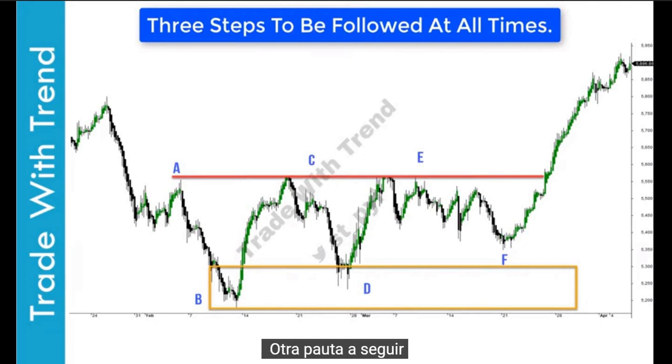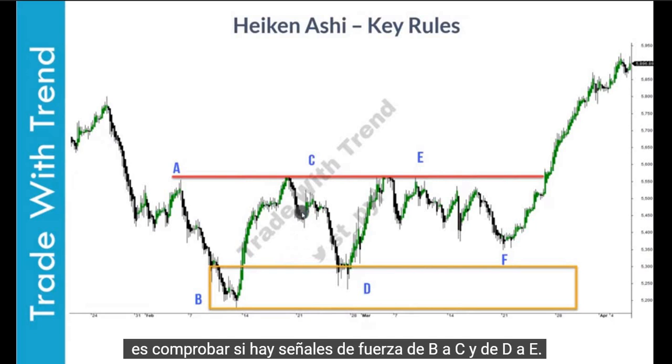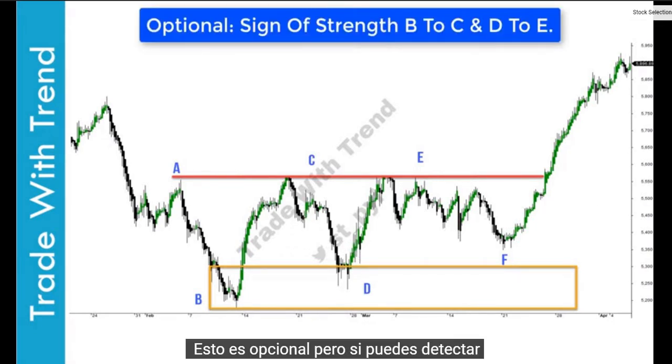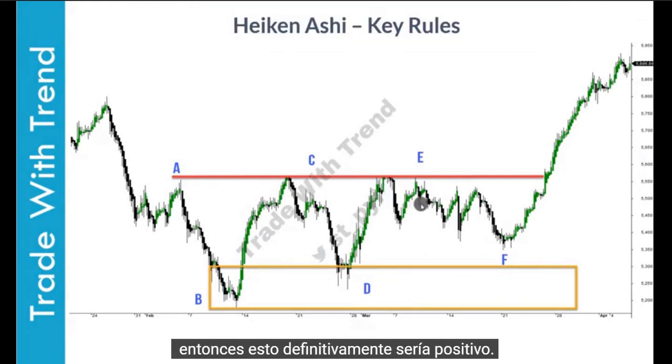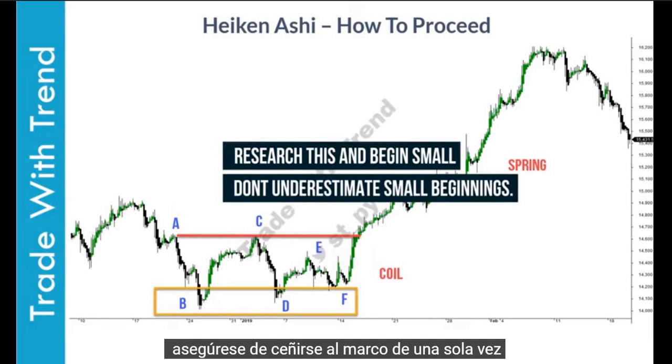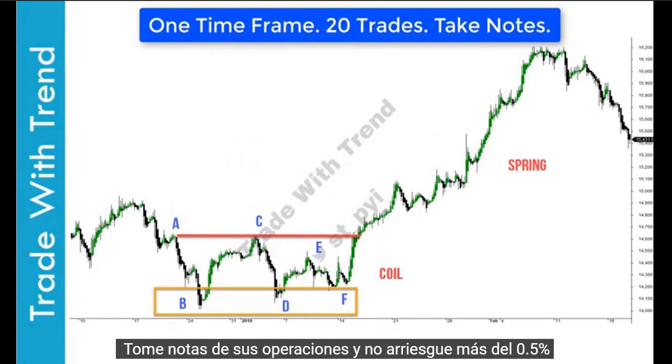One other guideline to follow is to check for sign of strength from B to C and D to E. This is optional, but if you can spot wide range candles in these 2 phases, then this would definitely be positive. In order to proceed with this trading strategy, make sure you stick to one time frame for the next 20 trades. Take notes of your trades and do not risk more than 0.5% of your account size per trade that you take.